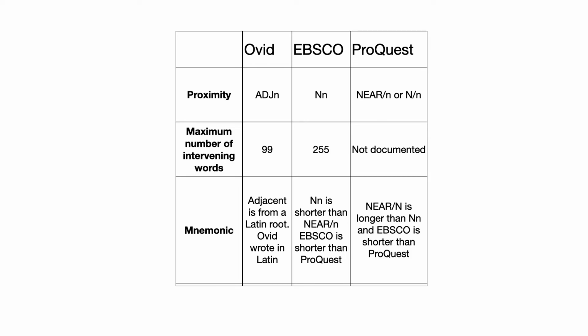There are some other differences. I've tabulated them here. You'll see that 2 of the 3 interfaces have defined maximum number of intervening words. Quite why you'd ever want to use 99 or 255 is beyond me, but still, you can. In ProQuest, there is no documented figure, and their help desk was unable to tell me if there is one and what it is.